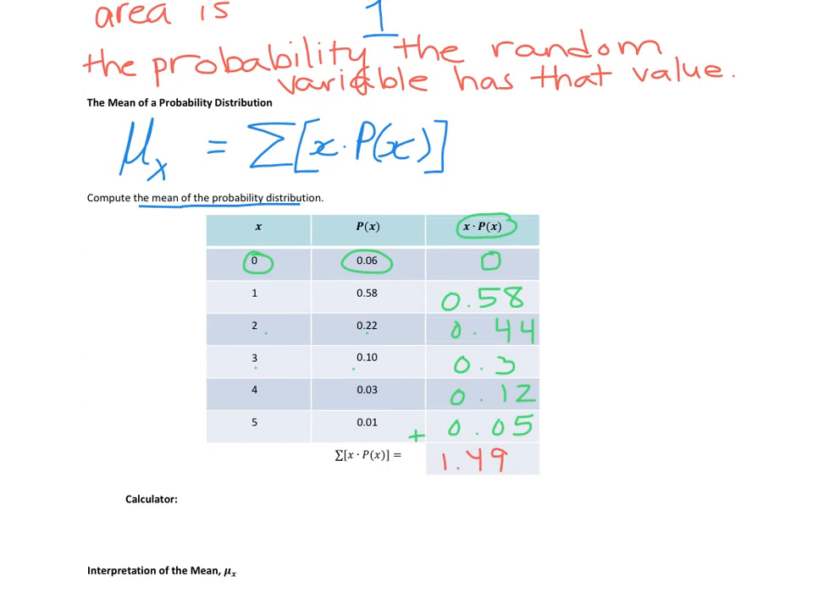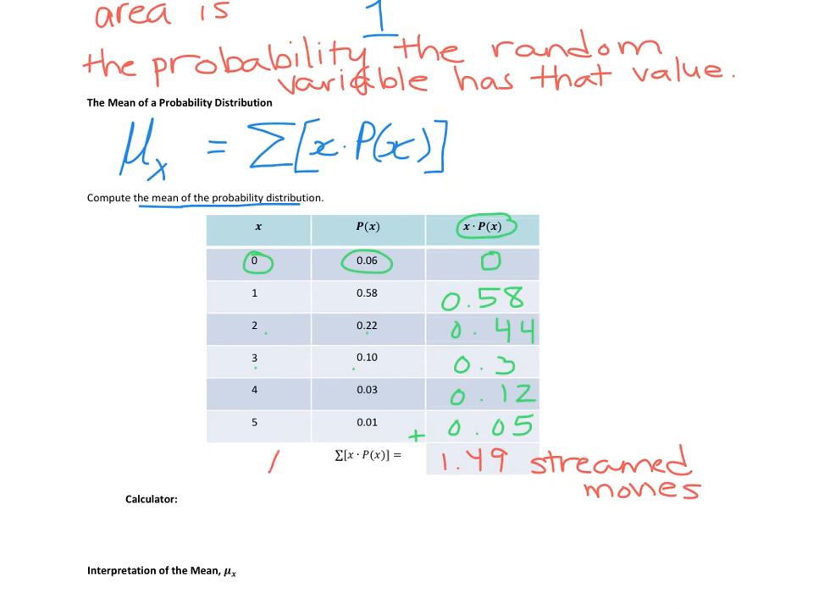All right, and then it's a mean, so we need units. So what are the units in this case? It's 1.49 streamed movies. All right, and we'll talk about the interpretation in just a second. I want to stick with the calculation for now.